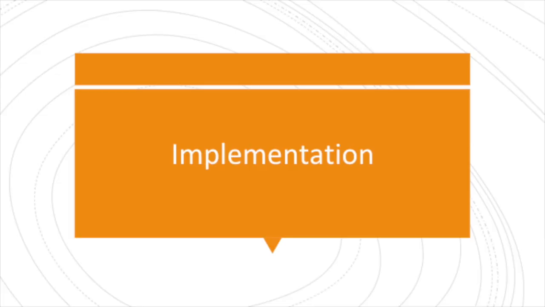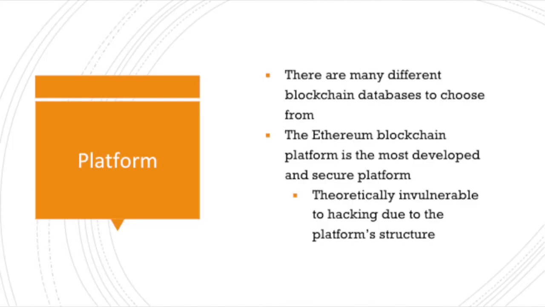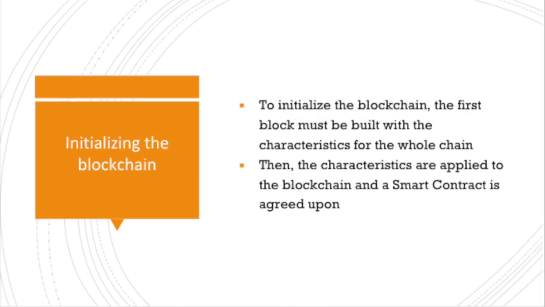Hopefully by now you understand how blockchain works with Bitcoin, but how exactly can this technology be implemented to the U.S. voting system? First, we must decide upon a blockchain database to choose from. In our research, we found that the Ethereum blockchain platform is the most developed and secure platform. The main benefit of the Ethereum blockchain is that in addition to storing values and keys, it also updates the latest terms of a smart contract.